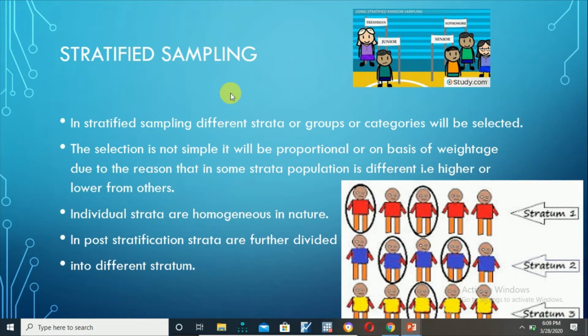Stratified sampling. In stratified sampling, different strata or groups or categories will be selected. The selection is not simple. It will be proportional or on the basis of the weightage, due to the reason that in some strata the population is higher or lower than in others. Individual strata are homogeneous in nature. In post-stratification, strata are further divided into different stratum.